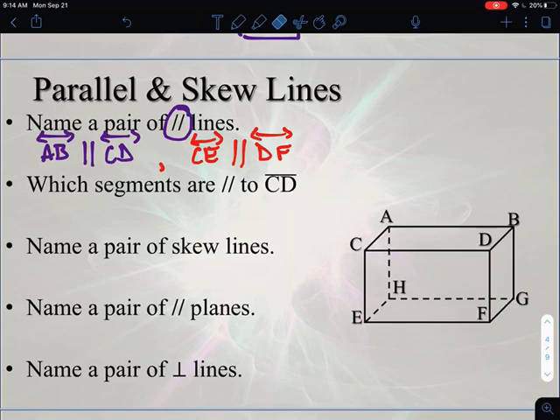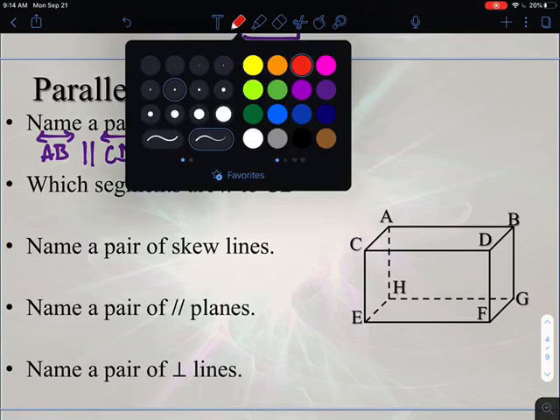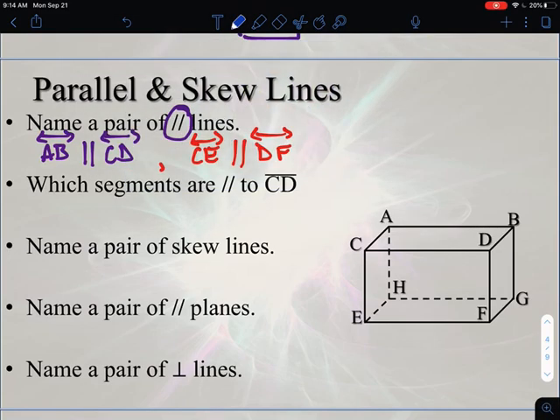If we look at the next question, it says which segments are parallel to line CD? In this case, the first thing we'd want to do is highlight line CD, which is this line right here. We want any lines that are parallel to it, so any lines going the exact same direction. If we look at the picture, all lines going straight left to right are what we want. So we've got line AB off to the side here, and then we have line EF down at the bottom here.